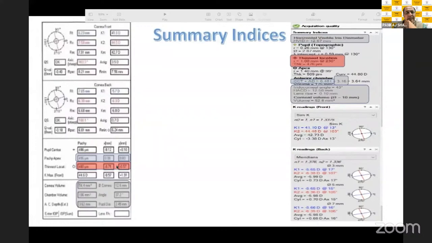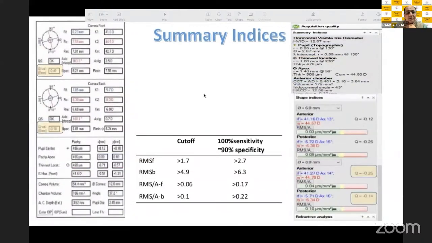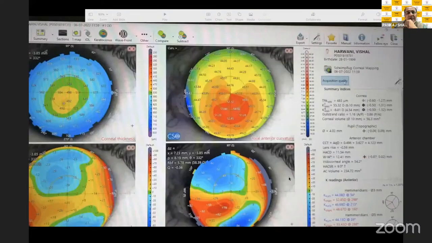Instead of showing X and Y coordinates, it shows 1 millimeter at 230 degrees. So that means it is in the inferior cornea. 0, 90, 180 and 230, and 1 millimeter from the center. So inferior. Similarly, you can get Q values from here. It gives Q values at different zones: 6 millimeter anterior posterior, 8 millimeter anterior posterior. So it gives Q values from the center to the periphery.